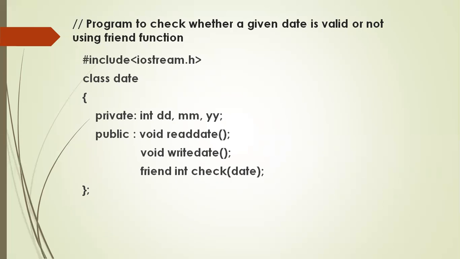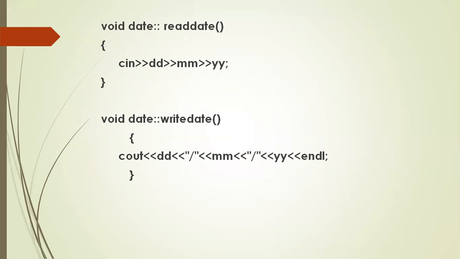Now how many functions do we have to define? Three functions. Out of the three functions, read date and write date are member functions, and the check function is a friend function. Read date function: the return type is void, class name is date, read date function. The purpose is to read in dd, mm, yy. I think we already studied this example in our previous sessions. Next, the second function is write date: void date, class name, scope resolution operator, write date, cout dd slash mm slash yy endl. Now we have defined the two member functions of the class.